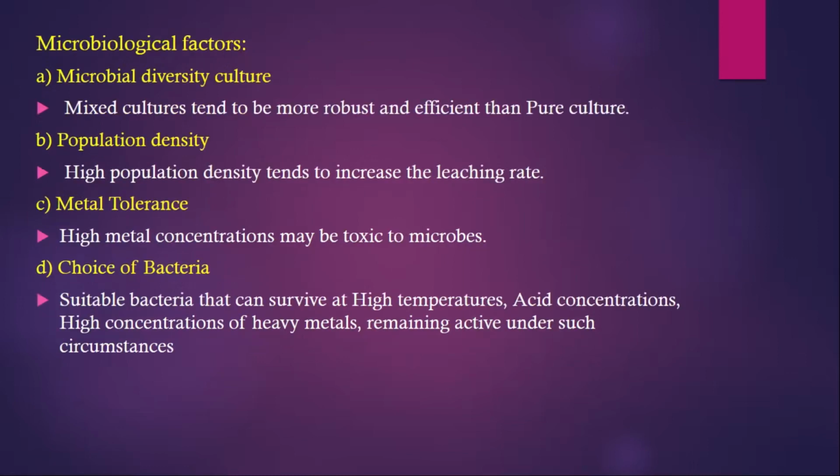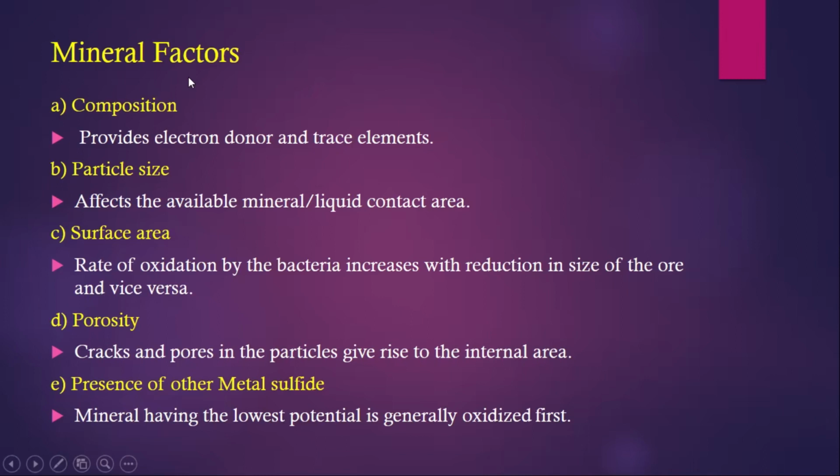In microbiological factors, microbial diversity: rather than using pure culture, mixed cultures are recommended for efficient bioleaching process. Population density: if high population density microorganisms are used, it will increase the leaching rate. Metal tolerance: high metal concentrations are toxic to microorganisms. Choice of bacteria: the bacteria which are able to withstand high temperature, acid concentration, high heavy metal concentration are suitable for bioleaching process. In mineral factors, composition provides electron donor and trace elements.